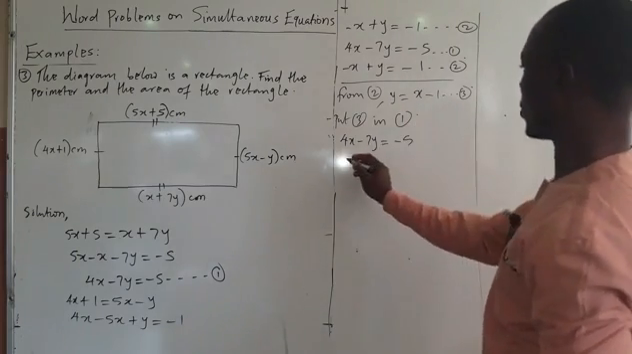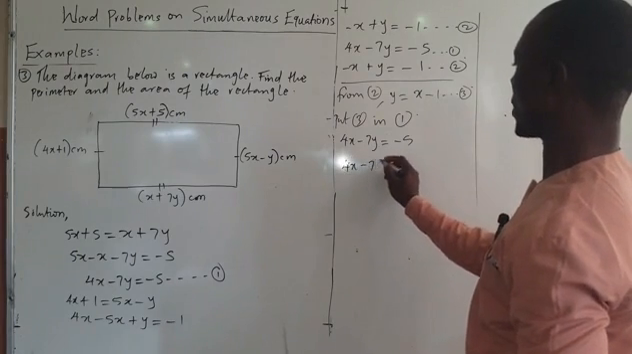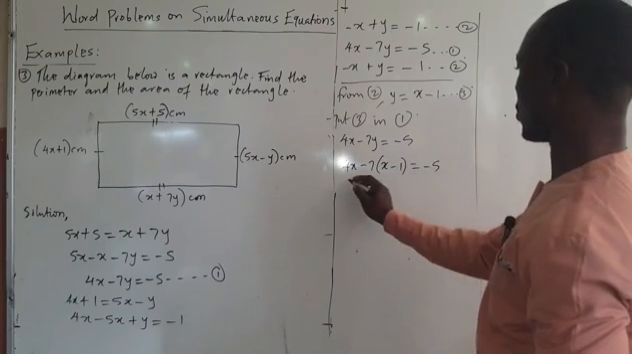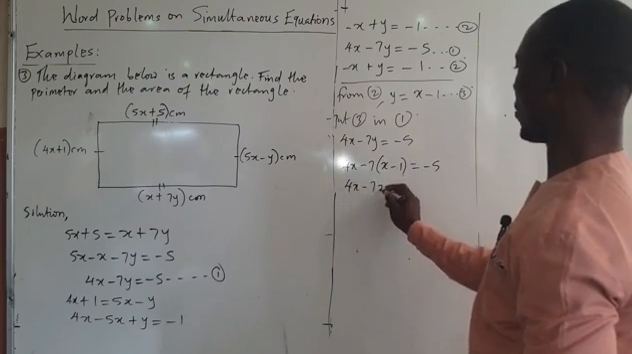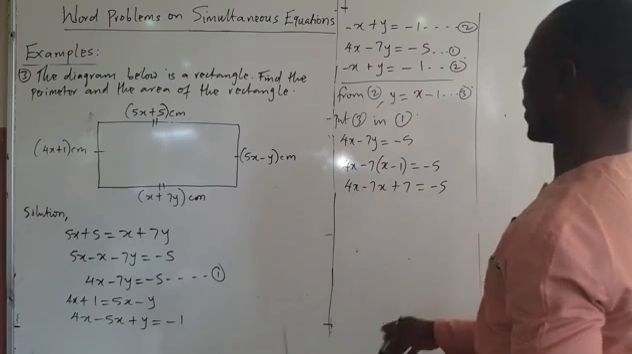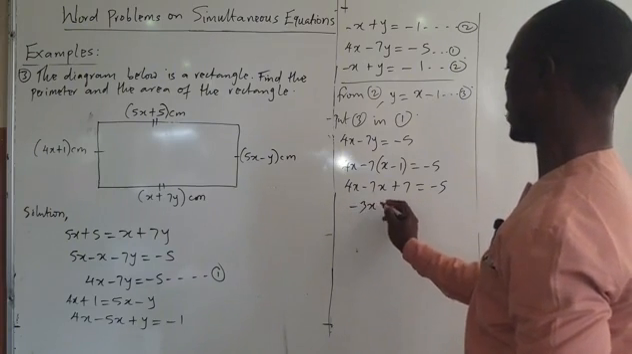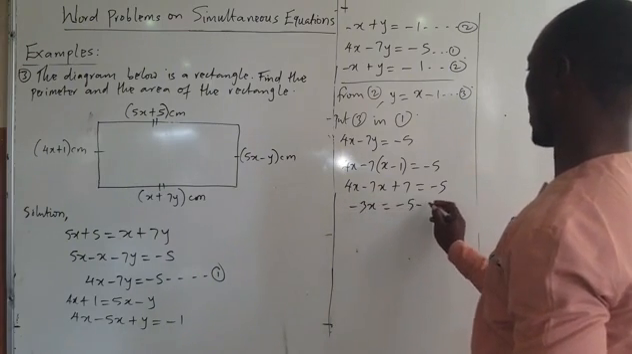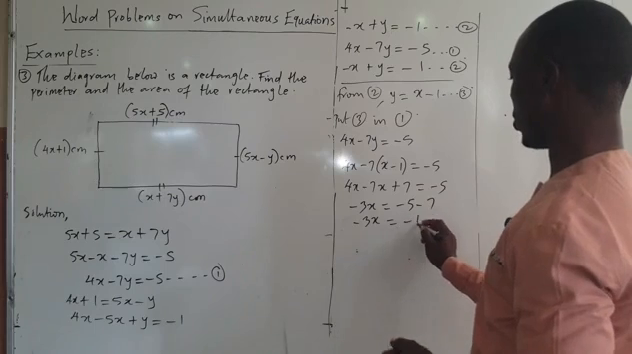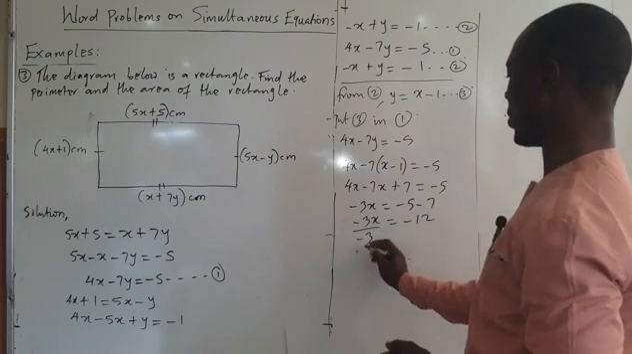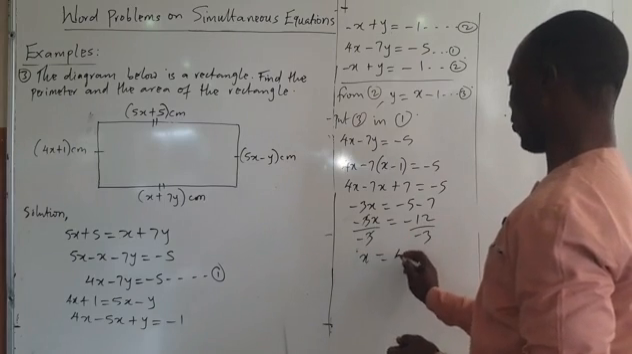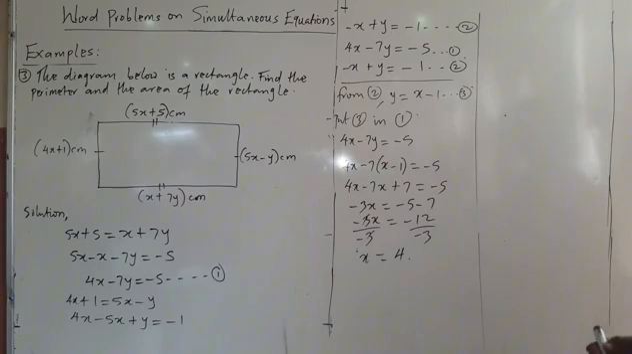minus 1. So we now have 4x minus 7 into x minus 1 equals minus 5. So we have 4x minus 7x plus 7 equals minus 5. So 4x minus 7x, that's minus 3x equals minus 5 minus 7. So minus 3x equals minus 4. So divide both sides by minus 3. So this gives x equals 4. So the value of x is 4.